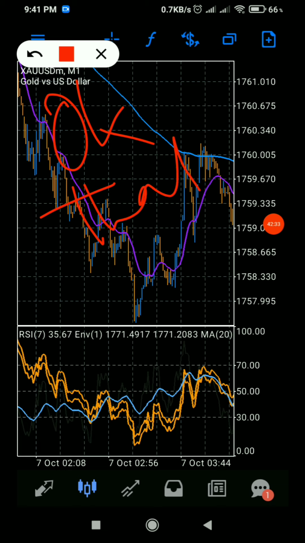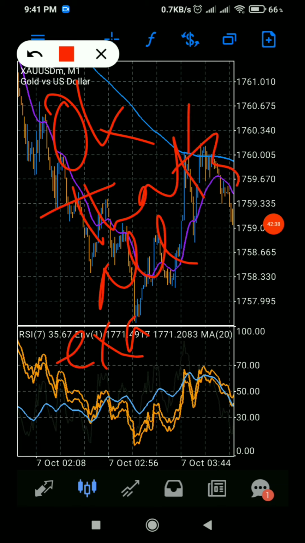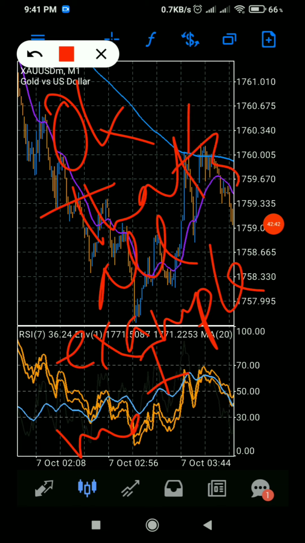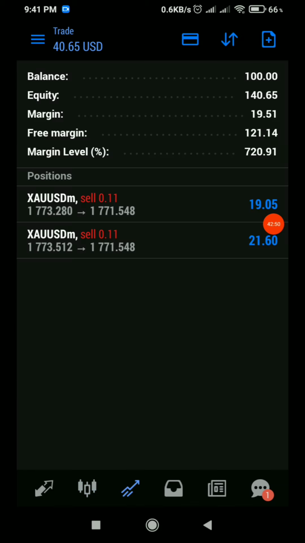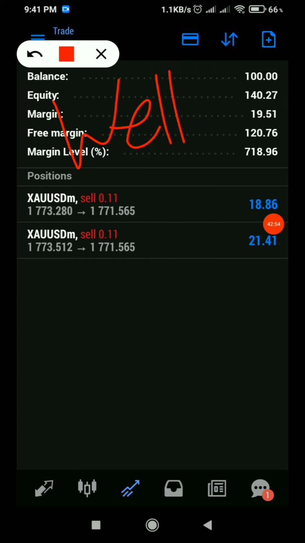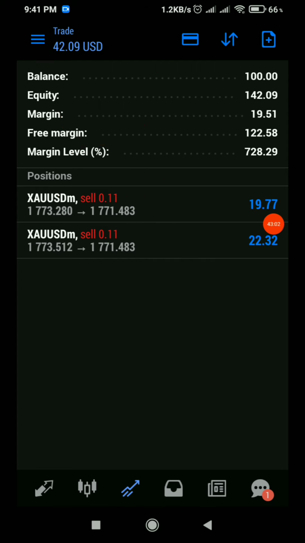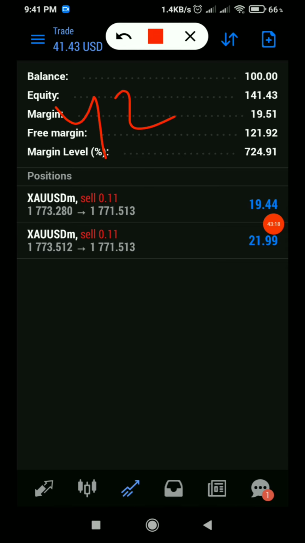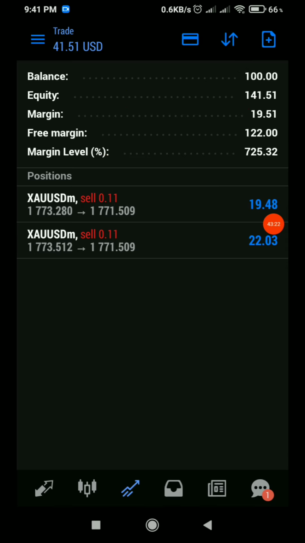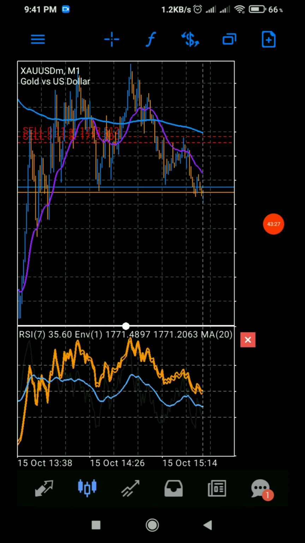Okay, that's all the examples I marked. Hope you enjoyed, and all those examples might allow you to learn the method nicely. So here is our profit, and you see it is a $100 account, and now already 42 USD profit.